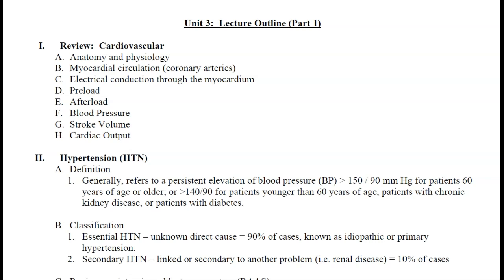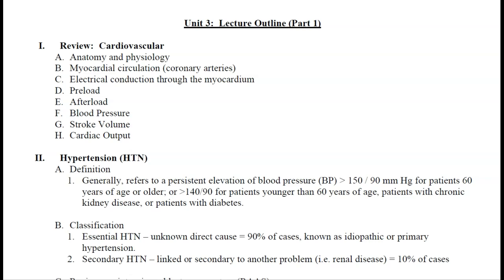Hypertension is a common, often asymptomatic disorder in which systolic blood pressure persistently exceeds 150 and diastolic pressure is over 90 in patients over 60 years of age, and 140/90 for patients younger than 60 and those who have chronic kidney disease or diabetes. Hypertension is a major risk factor for CAD, cardiovascular disease, stroke, heart failure, renal failure, and PVD. Generally speaking, there is no cure for hypertension and therapy is usually lifelong.